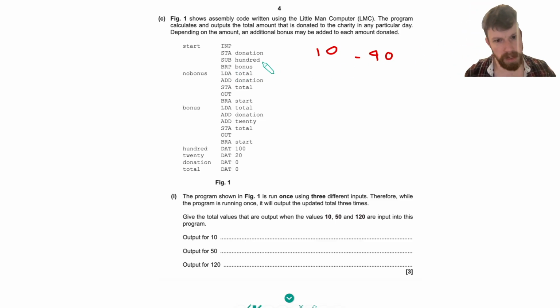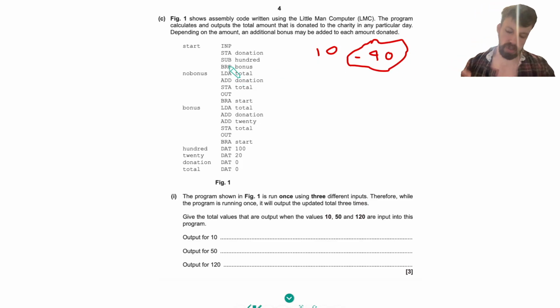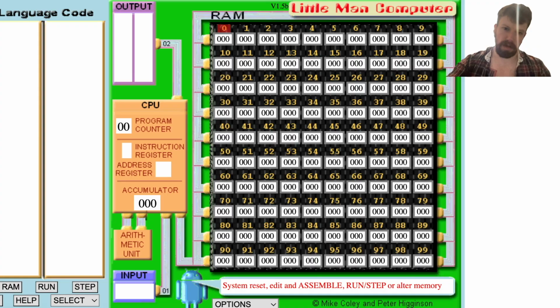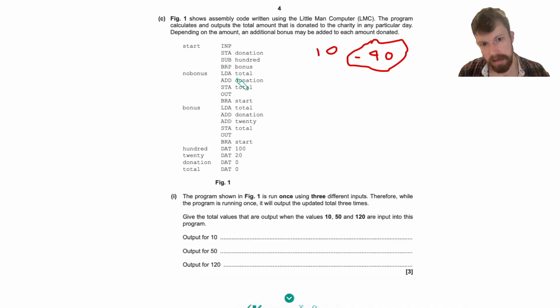Because this number is now in the accumulator, the branch decisions look at the accumulator and think, should they branch based on what's in there? In this particular circumstance, it isn't, because it's negative, isn't it? We're then going to load total, which if you have a look at total, that's 0. So there's nothing in there at the moment.